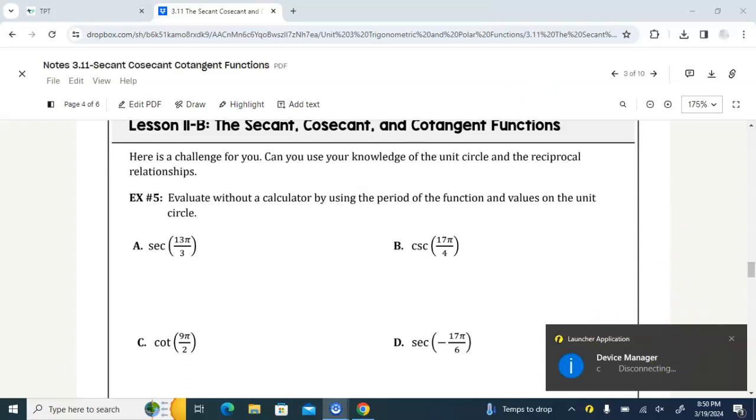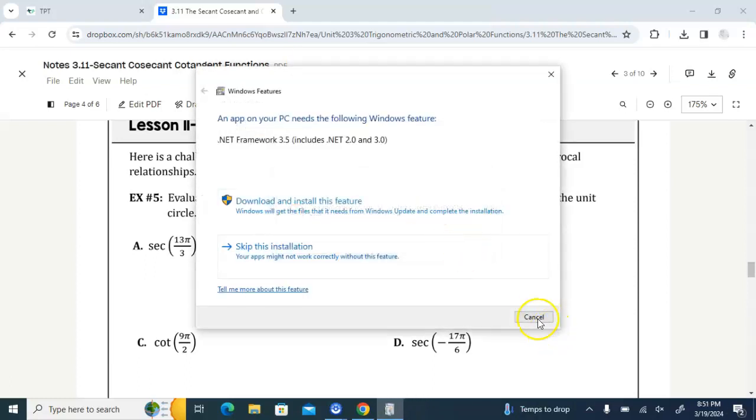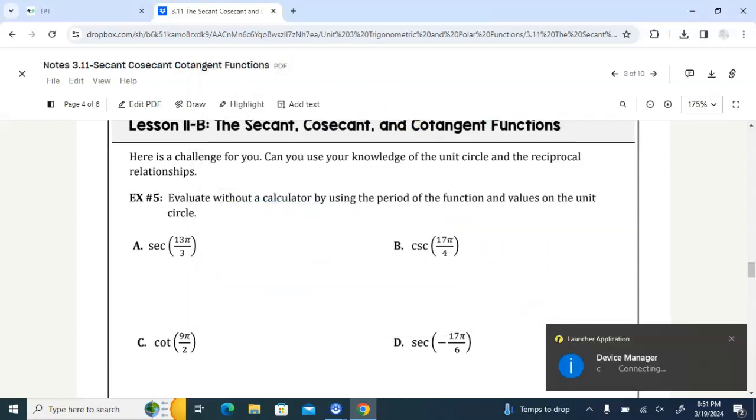All right, guys, today we're going to be looking at 3.11 and making a bunch of errors on screen. Close. All right, we'll see if this goes better than my earlier attempt to make a video on this computer.